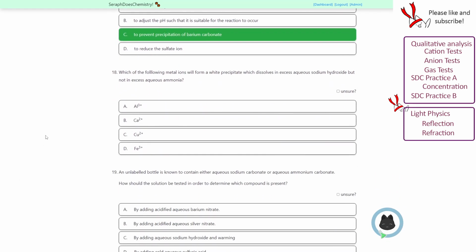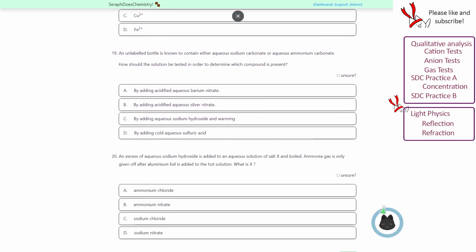C. Yes. Question 18. Sodium hydroxide 5. Not in aqueous. Okay, what precipitate should be 5. Nice. I like how you did it last time. GG easy game. I don't even bother to ask. I know the answer. Good job.